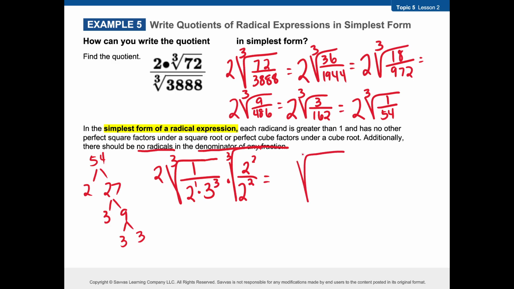So it looks a little confusing. I have my radical, 3, 2 still on the outside. Now I have 2 squared on the top. And now on the bottom, this 2 to the 1st and 2 squared become 2 cubed. And that comes out, and that 3 comes out.